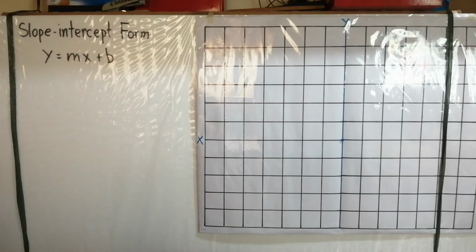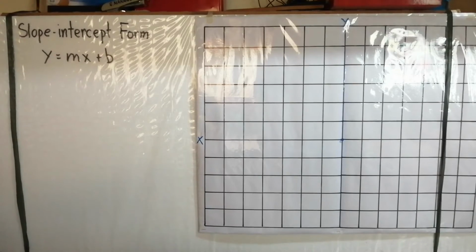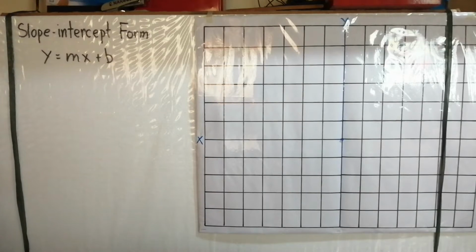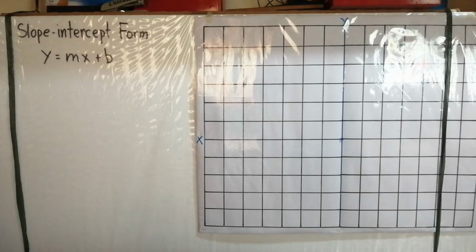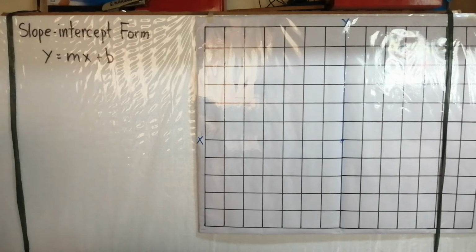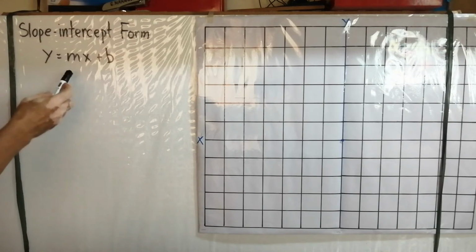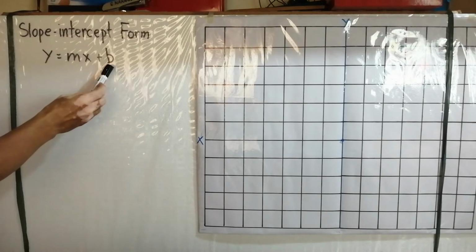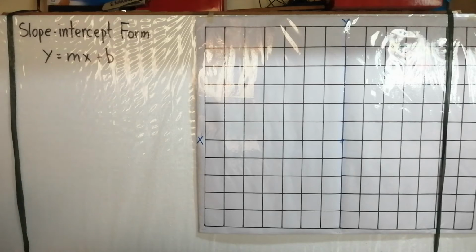Okay, once again, grade 8, we are going to continue. This time we are going to talk about slope-intercept form. So in here, we have the formula for that. We have y equals mx plus b. I will explain that m here is the slope and b is called the y-intercept.